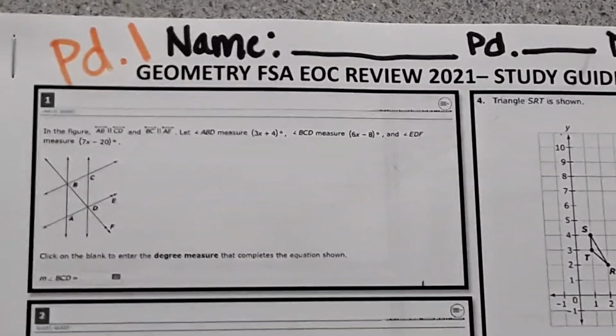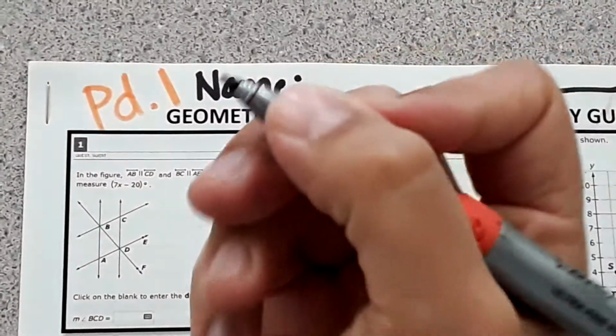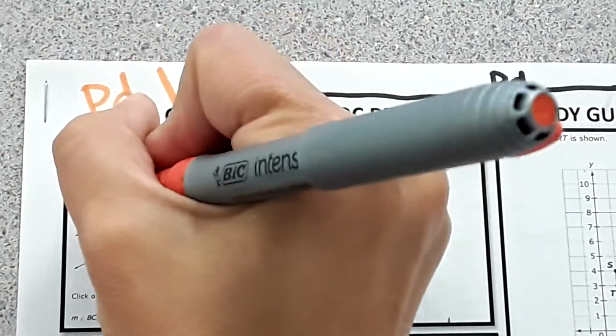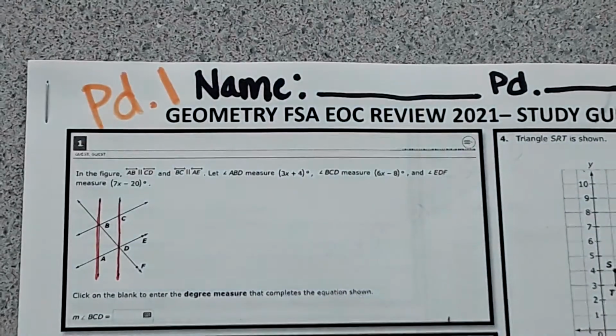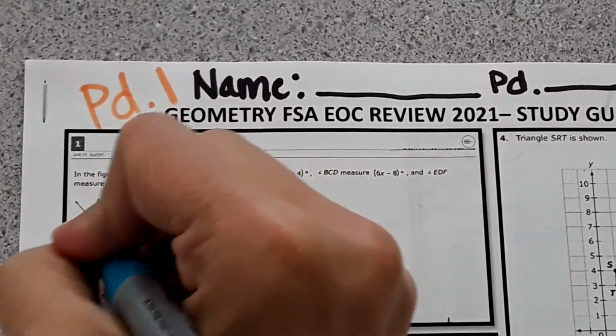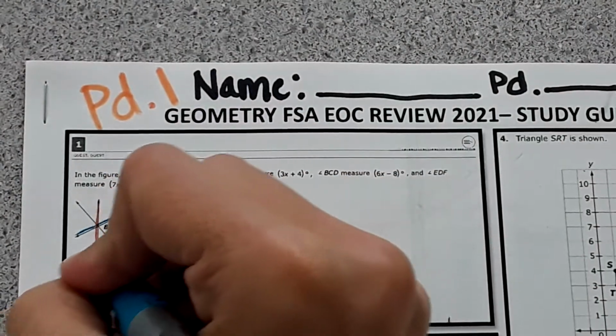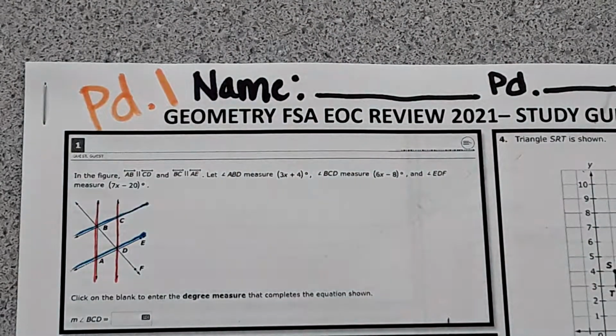Okay, the first one here says that AB is parallel to CD. And it says that BC is parallel to AE. So you have parallel lines and transversals. There. Okay, what next?